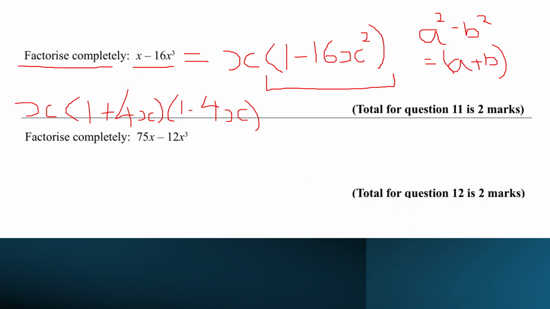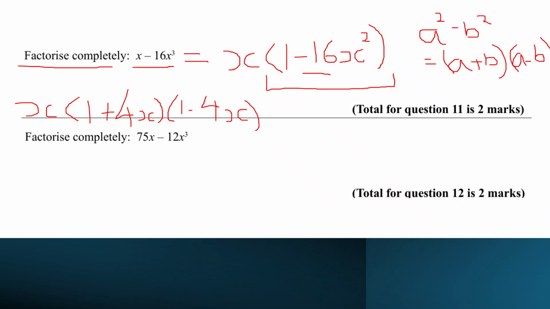If you're unsure, do the square root of each term. The square root of 1 is just 1, and the square root of 16 is 4. The square root of x squared is x, because x times x makes x squared. One's a plus, one's a minus, because positive 4 times negative 4 makes negative 16, hence giving me my final answer.